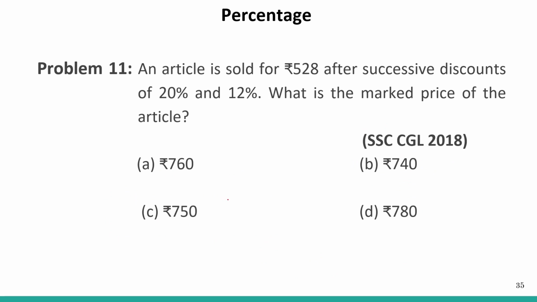Let's see problem number 11. An article is sold for 528 after 2 successive discounts. Again, we will use that formula. The formula is (1 minus D1) into (1 minus D2). If the examiner wants to take the complexity to the next level, he'll give you 4 or 5 successive discounts, but nothing can be changed. So this is the main formula for these kinds of questions. If there are successive discounts, whether it is n times or 5 times successive discounts, you will use this formula. So let's see the solution.